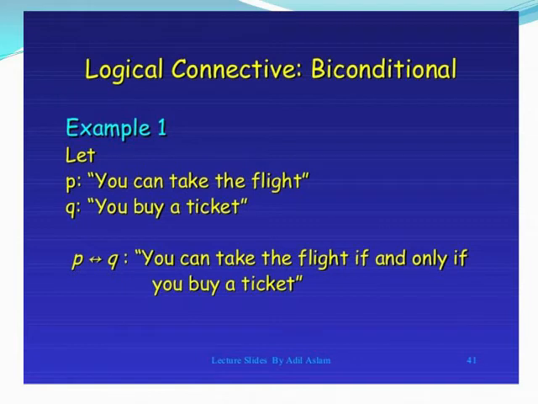Example 1, let P and Q be two propositions. P, you can take the flight. Q, you buy a ticket. We can connect these two propositions by using biconditional. P biconditional Q: you can take the flight if and only if you buy a ticket. Just add the phrase "if and only if" in between P and Q. That's enough. And "if and only if" can also be written as IFF, which we also read as if and only if.